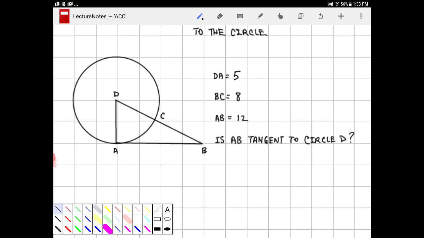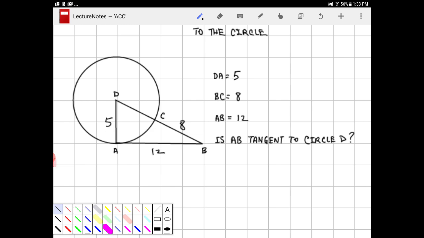So let's draw all over this. I know that AD is equal to 5, or DA is equal to 5, and then I know that BC is equal to 8, so that's just this little segment on the outside, and then I have AB equal to 12. Pause for a moment, see if you can figure out how you can determine whether or not AB is going to be tangent to this.